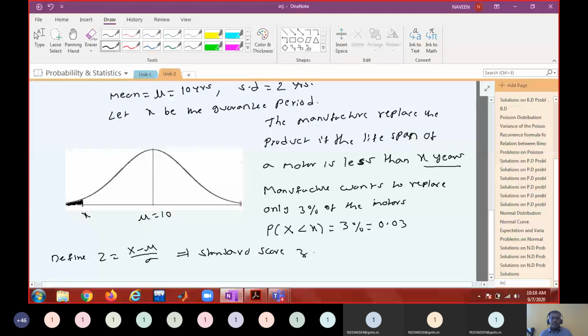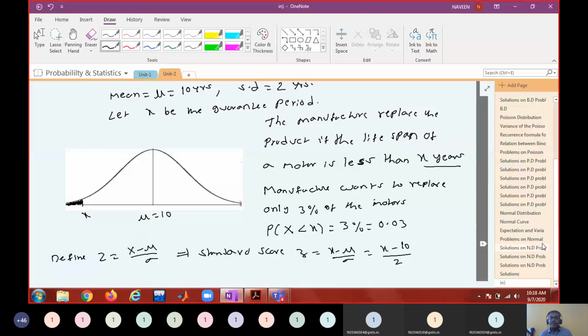X minus mu by sigma, sorry, small x. X is, we don't know. I think we don't require this. Okay, fine. So x minus, what is mu value? Mu is 10, sigma is 2. Okay, so let us keep that aside. Shall I proceed?